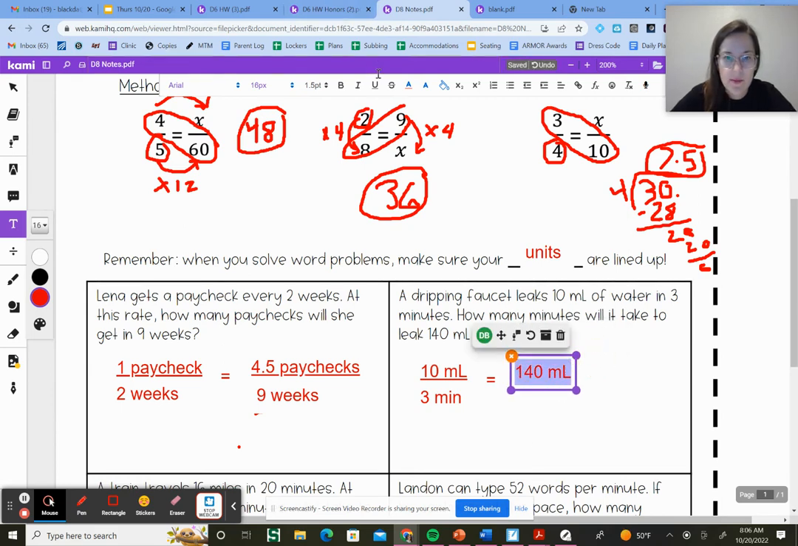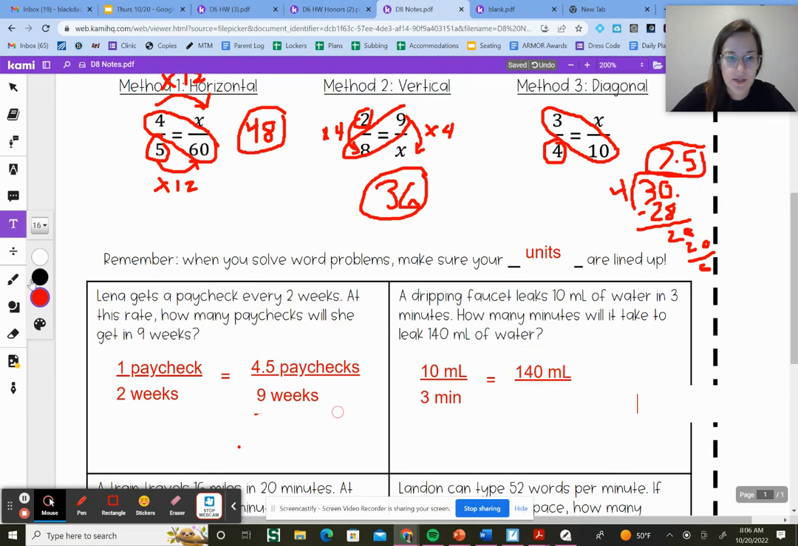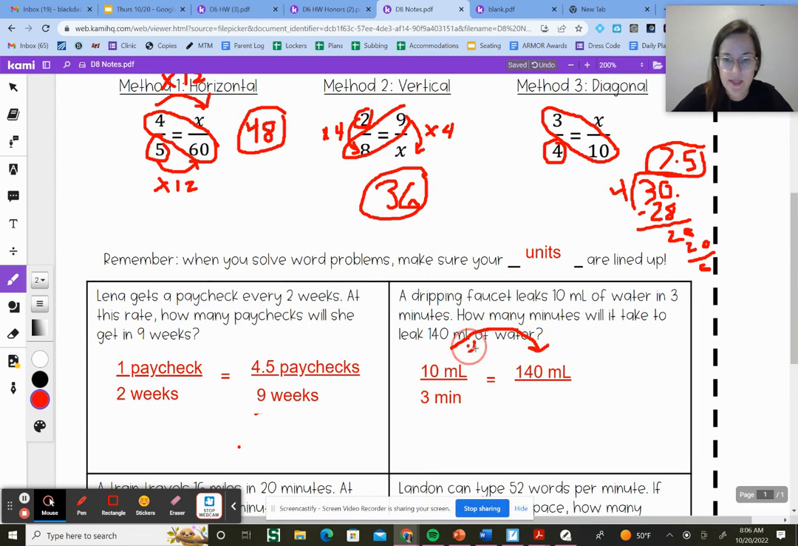All right, this one, I think I'm just going to go horizontal because I see that this is pretty easy because 10 times 14 is 140. So 3 times 14, let's see, I think it's 42. So that would be 42 minutes.